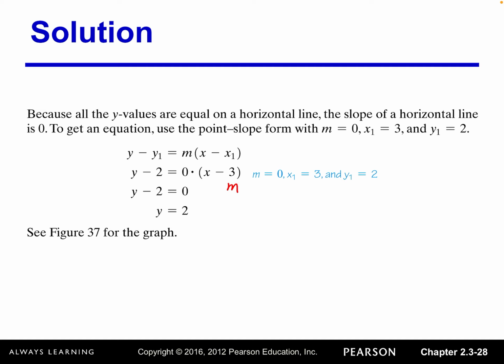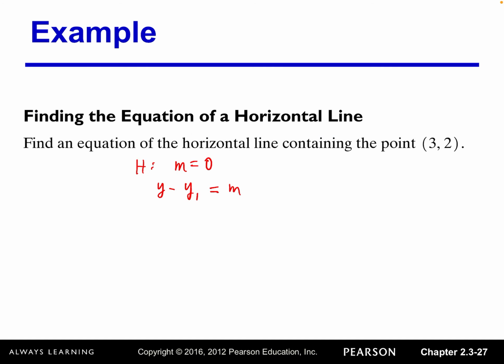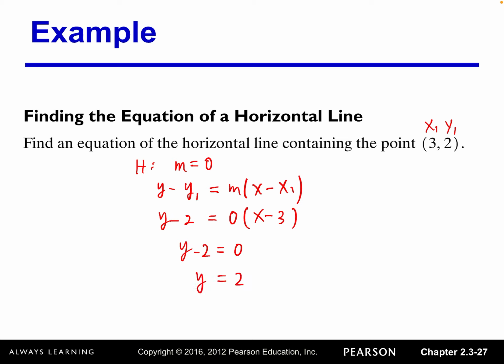y minus y1 equals m times x minus x1. And then we know the point, this is x1, y1. So we plug it in: y minus y1, which is 2, equals m, we know the slope is 0, times x minus x1, which is 3. So 0 multiplied by any number is still 0. So we can simplify: y minus 2 equals 0, and then add positive 2 to both sides of the equation. So we get the line equation y equals 2.